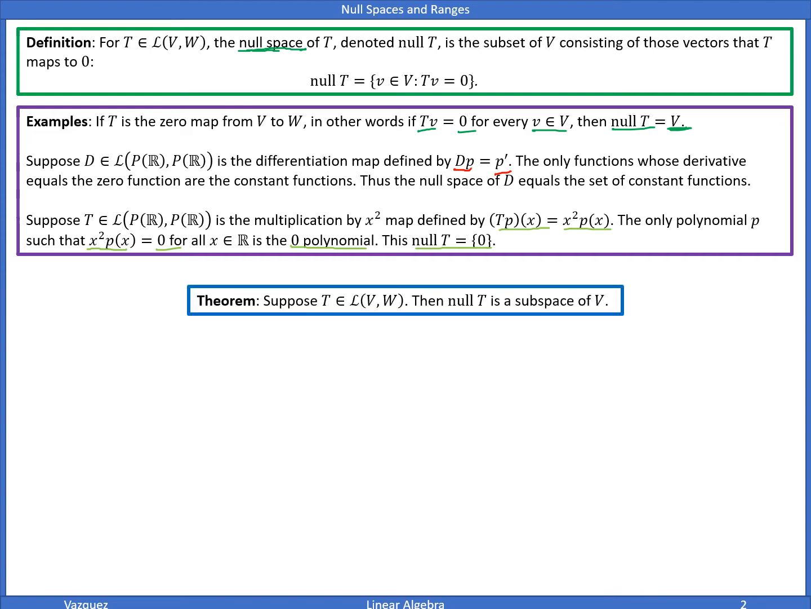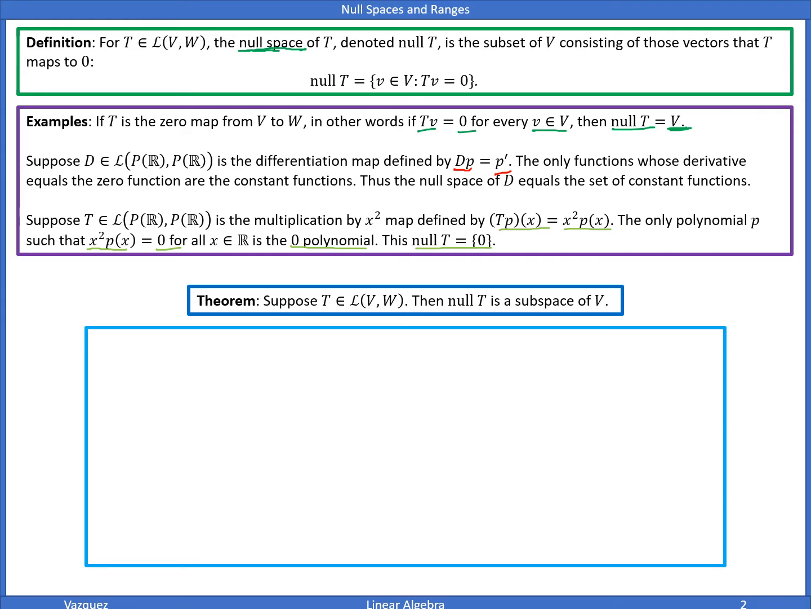So now we can move on to a theorem. Suppose T is a linear map from V to W, then null T, the null space of T, is a subspace of V. If you remember from chapter 1, I believe, or was it chapter 2? There are only 3 conditions to check that something is a subspace. We're going to be going over those 3 conditions.